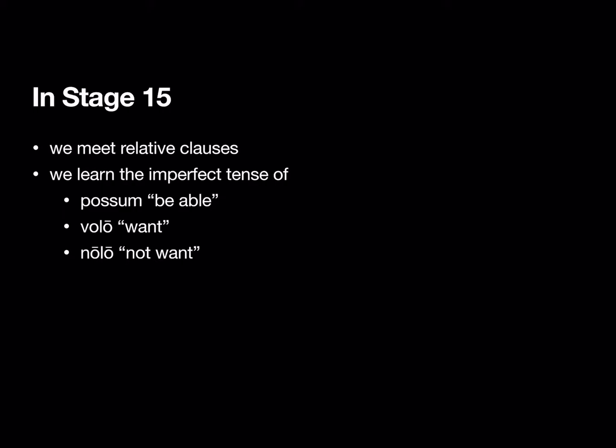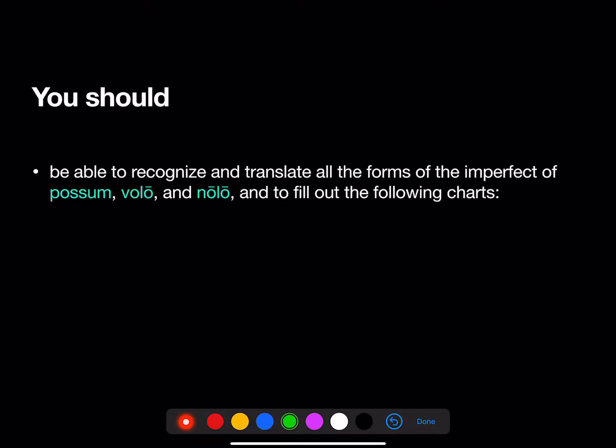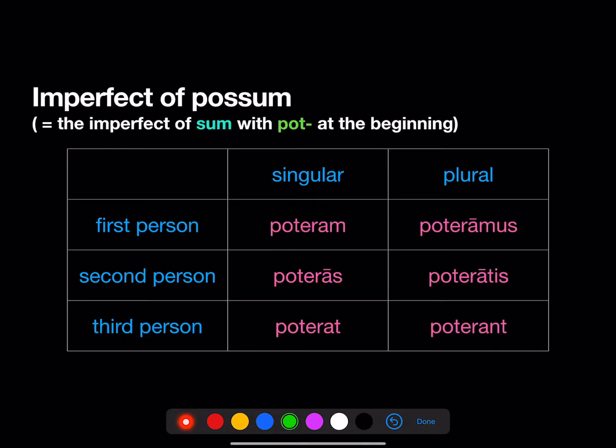In Stage 15, we meet relative clauses, and we also learn the imperfect tense of three irregular verbs: possum, volo, and nolo. By the end of Stage 15, you should be able to recognize and translate all the forms of the imperfect of possum, volo, and nolo, and to fill out the following charts. We'll start with the imperfect of possum.